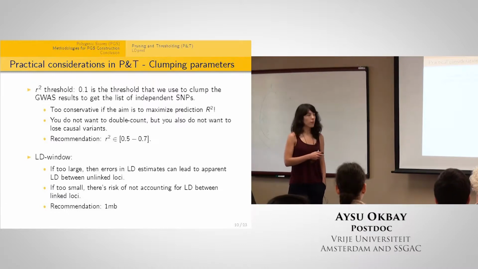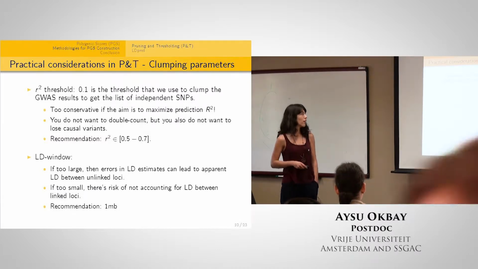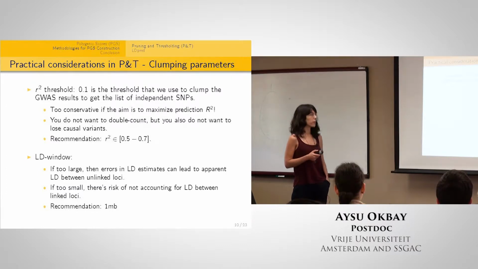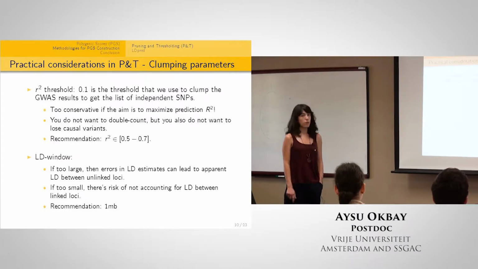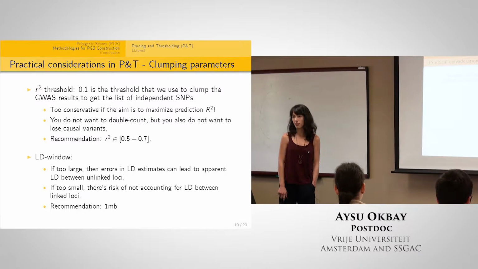Clumping parameters. You need an R-square threshold and an LD window to do the clumping. The R-square threshold is the threshold over which, if your SNP is correlated with your index SNP with an R-square of more than 0.1, for example, you drop those SNPs. So 0.1 is the threshold that we use to clump the GWAS results, because we want to be conservative and we don't want to look like we're reporting more SNPs than we have. But it's actually not very useful in constructing scores.